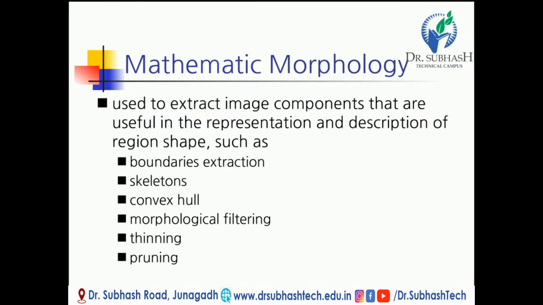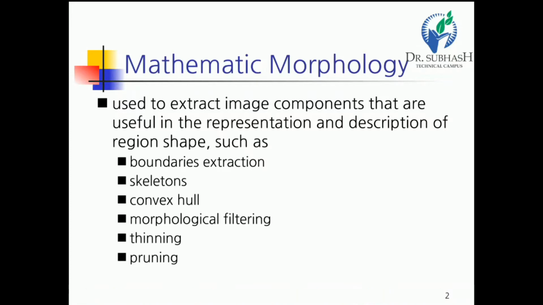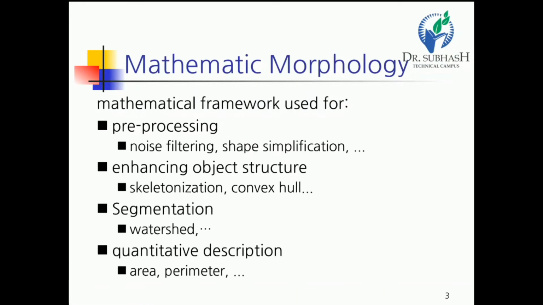So first one is mathematical morphology, which is used to extract image components that are useful in the representation and description of region shapes, such as boundary extraction, skeleton, convex hull, morphological filter, thinning and pruning. These are represented by using mathematical morphology. So basically we can utilize these 6 mathematical representations in mathematical morphology.